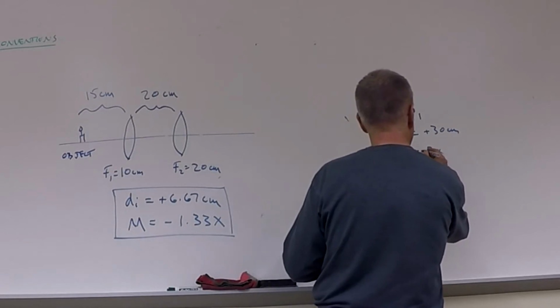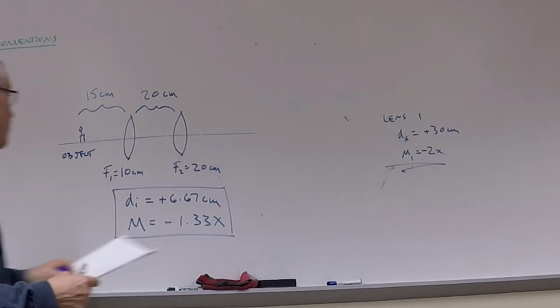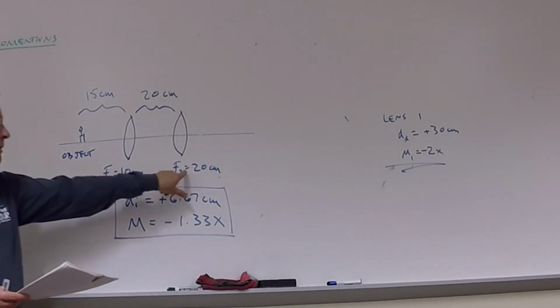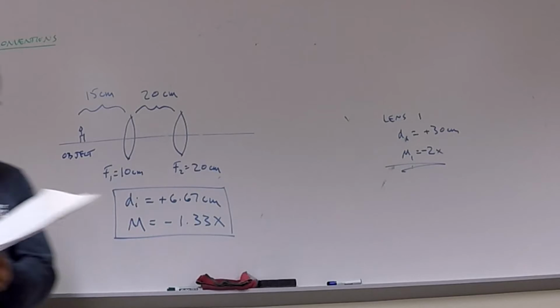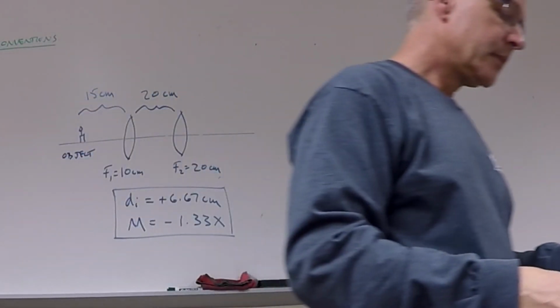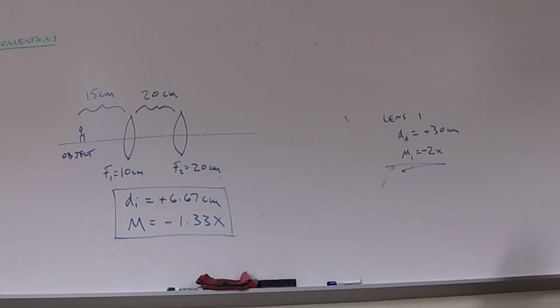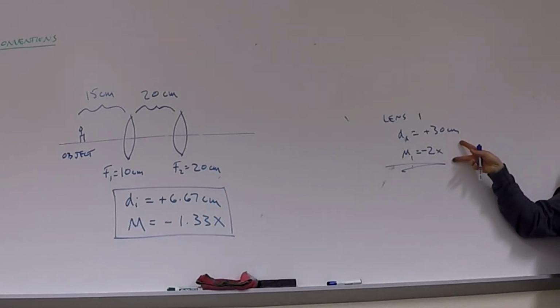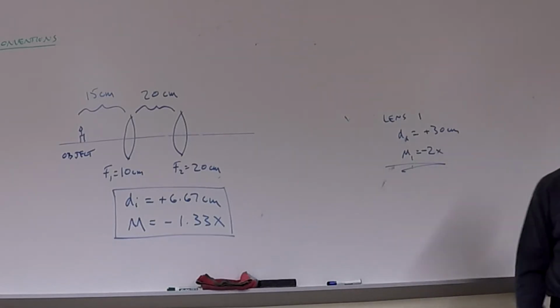Negative. The second lens has a focal length of 20 centimeters. It's 24 over 3, it's a 6, 7. Is everyone okay at least to here? That's just a straight single lens problem. Hopefully that part's all right. Now what do you do to get to that? That makes sense.